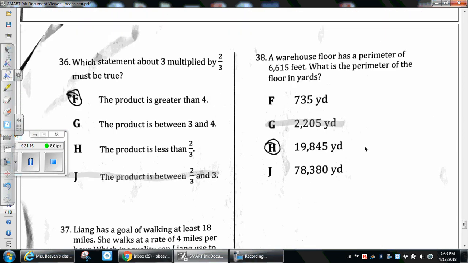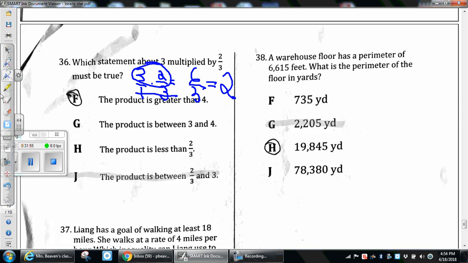We have 3 more left. So which statement about 3 multiplied by 2/3 must be true? So we have 3 here, and let's just do it quickly. 3 over 1 times 2 over 3. Now, one quick way to do this is to just cancel out the 3's. And we don't mean they disappear. We mean they equal a 1. So I could also multiply straight across. So 3 times 2 is 6. And then denominator with denominator, so that would be 3. 6 divided by 3 is 2.